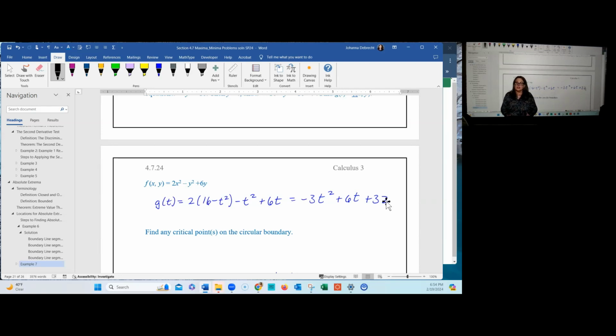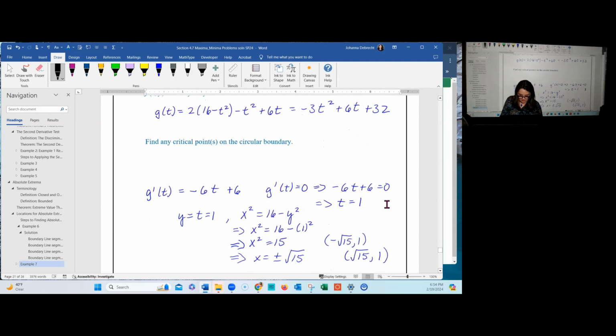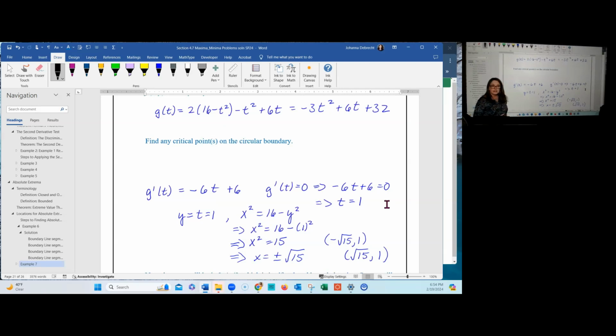This is now a function of a single variable, so I need to find the critical values. To find the critical values, we take the first derivative. When I take the first derivative, I get negative 6t plus 6. This is defined everywhere, so there won't be any type 2s. I set it equal to 0 and solve, and I get t equals 1.